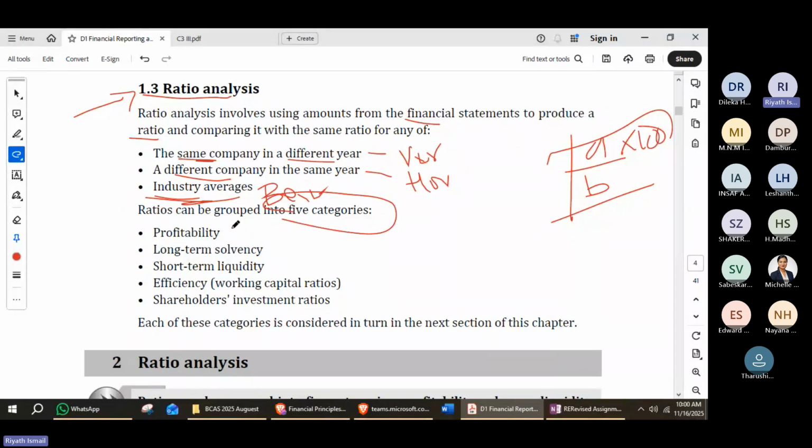There are 5 categories of ratios. One is the profitability ratio, long-term solvency ratio, short-term liquidity ratio, efficiency ratio, and shareholders' investment ratios, right? So there are 5 categories. There are a number of ratios we can calculate based on the financial statement, but for your level of assessment, these five categories are sufficient.